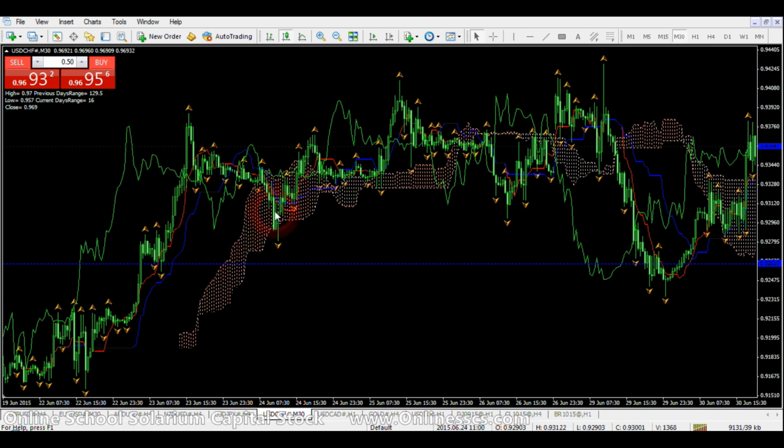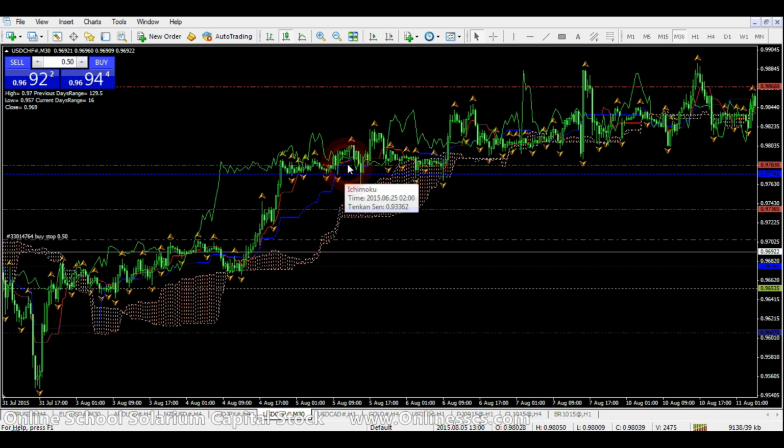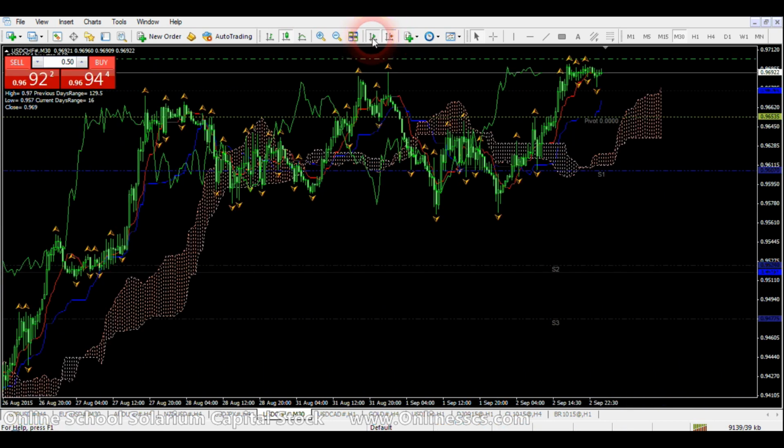Let me see, I should try to find it. Yes, here. My candles are between the cloud and the red and blue lines. You should not trade here. And for opening an order, try to open an order when your candles are above the lines.